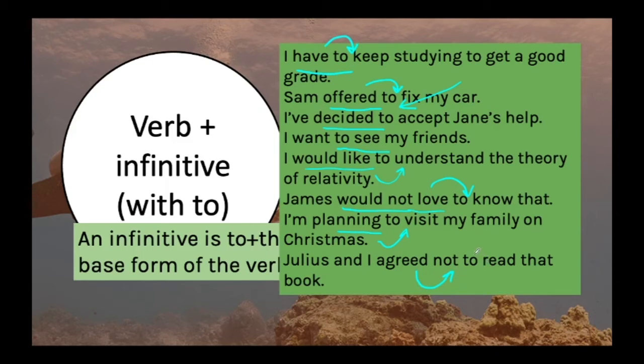And remember that we make negative sentences this way. Agreed, the verb, then we use not, and then we use the infinitive.